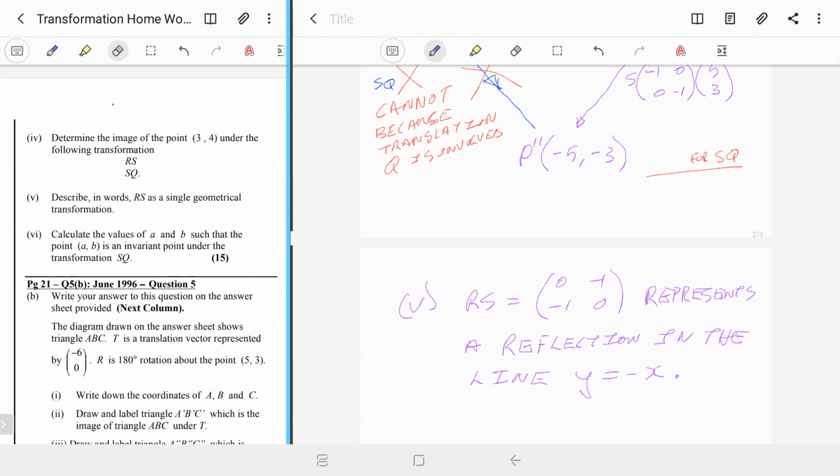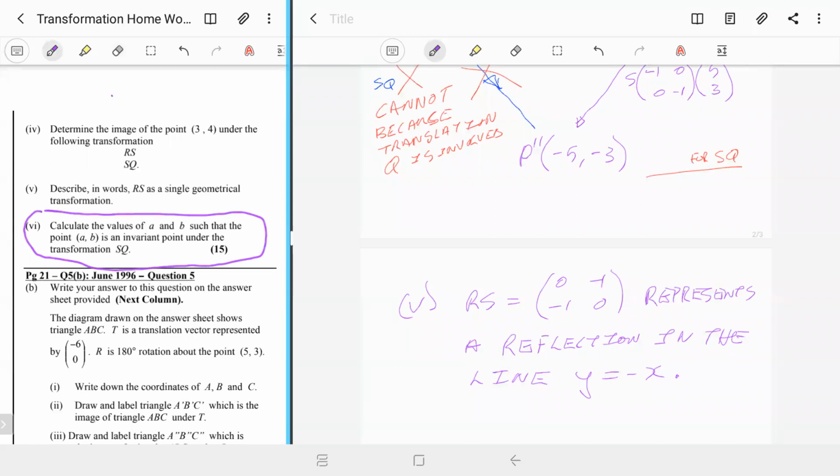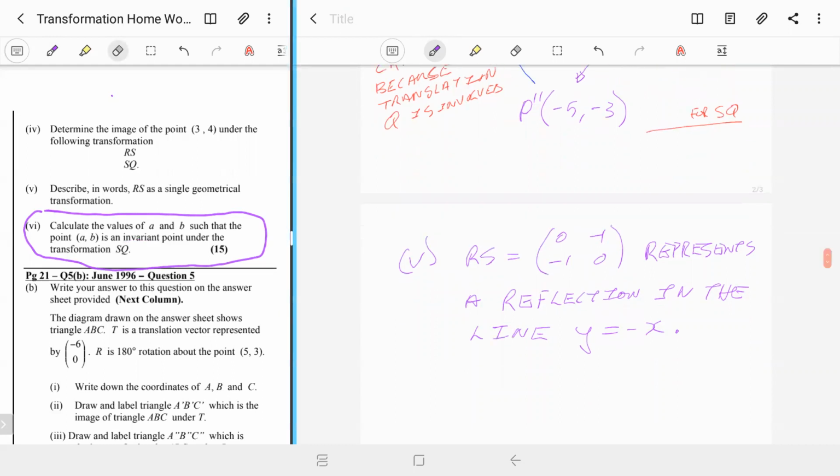If the rotation angle was 90 degrees, then the other reflection would have been a 45 degree line, 45 degrees to the first line. You understand? Look at this question down here. Calculate the values of A and B such that point AB is invariant on the SQ. You want AB to be invariant on the SQ. What does that mean? That means you start at A and you end up back at A when you're done. That's what that means.